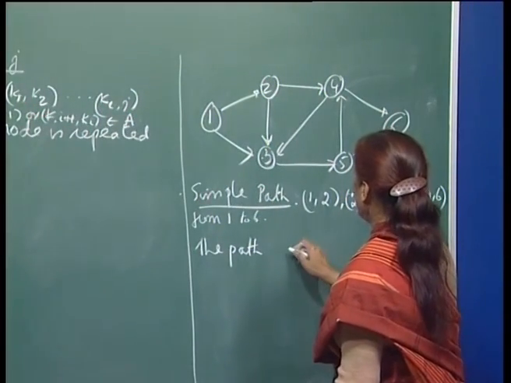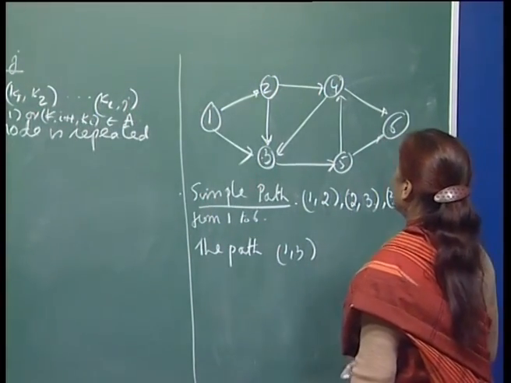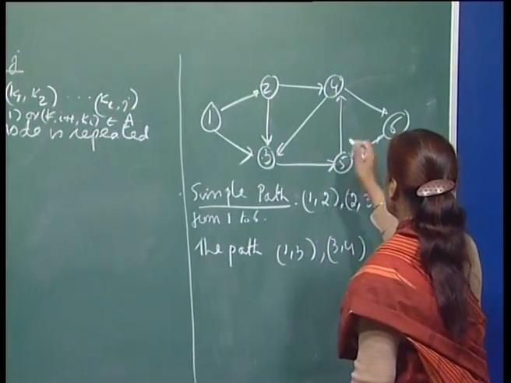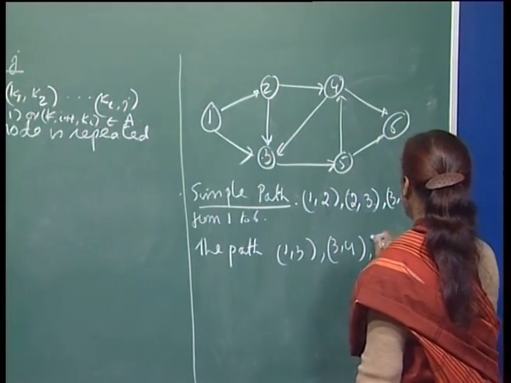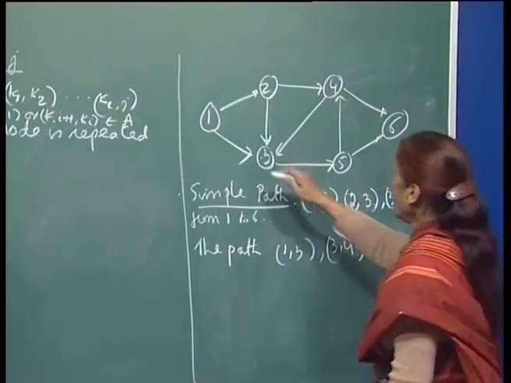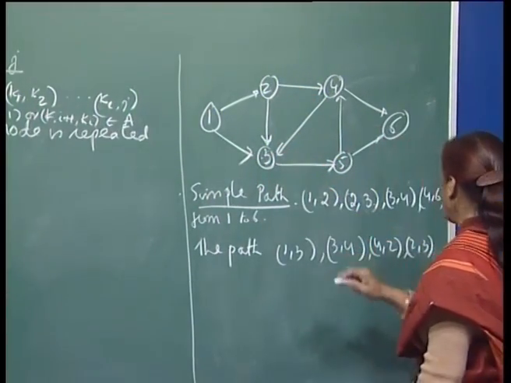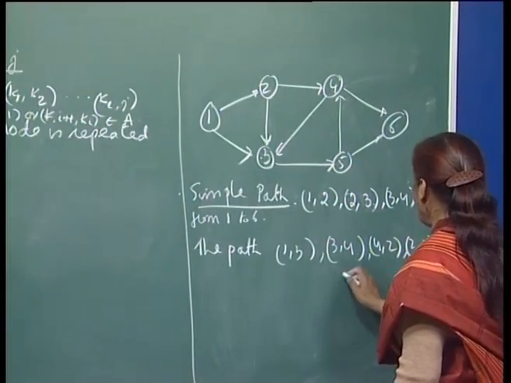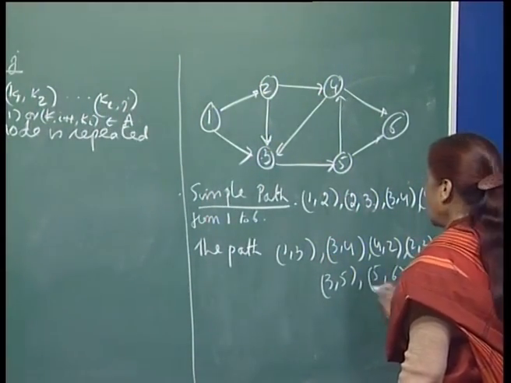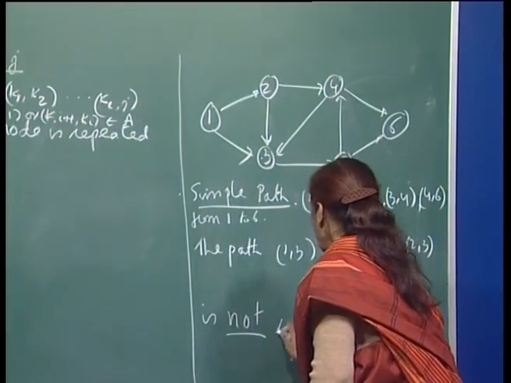Let me say 1 3 and then 3 4, 4 2, and then if I add 2 3. So you see 1 3, 3 4, 4 2, 2 3. So now the node is being repeated, node 3 is repeated, and then I can go from 3 to 5 and 5 to 6. So the path is not simple.